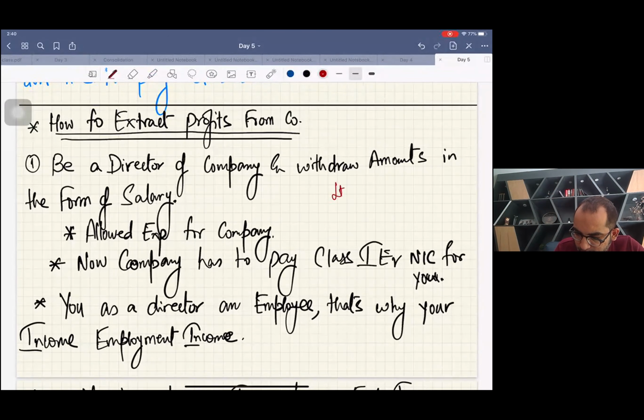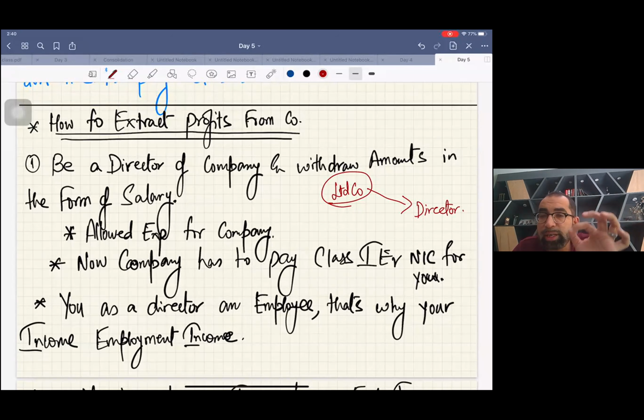This is the limited company, and you can be the director of that company. First of all, you can become the director of that company, and don't forget, director is the employee of the company. So you can show yourself as an employee of that company.